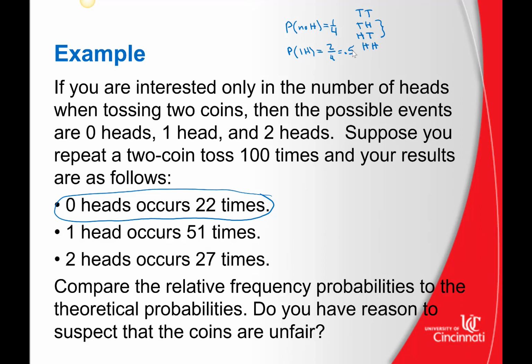Probability of 2 heads. Well, that's going to be 1 out of 4, which is 0.25. 0.25 would mean 25 times we should get 2 heads. Came up with 27. Is that pretty close? Yeah, that's not bad.